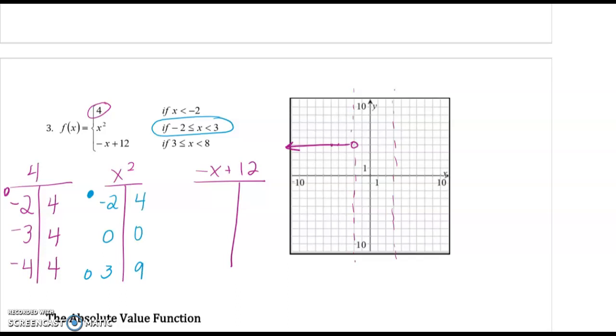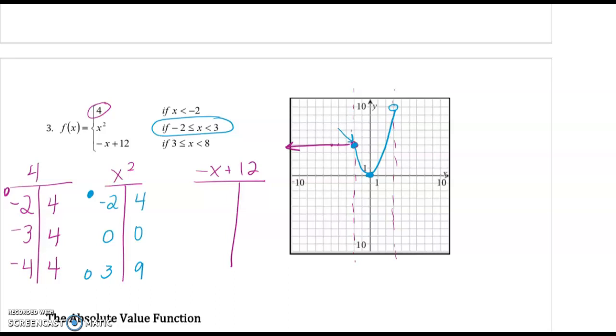So negative 2, 4. So notice now we're supposed to fill this in. That's okay. It's okay that it's filled in now. 0, 0. And this is going to be a parabola. 3, 9. So it's going to look something like this. Uh-oh, and 3, 9 should be open. An open circle. And if you don't have different colors, that's okay. This would just be a closed dot right there.